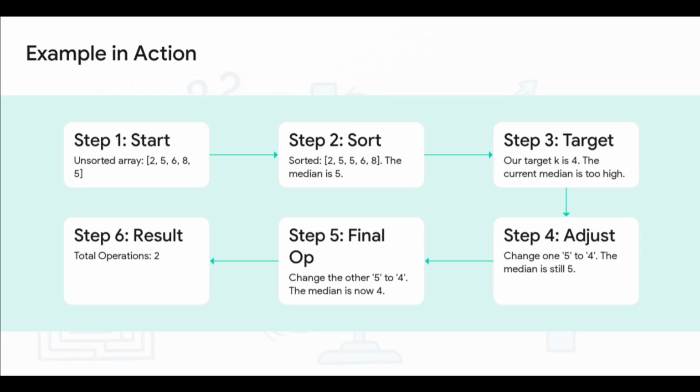That's one operation. Our array is now 2, 4, 5, 6, 8. But wait a second, the median is still 5, so we have to change the other 5 to a 4 as well. That's our second operation. The final array becomes 2, 4, 4, 6, 8. And look at that. The median is now 4. We did it. 2 operations total.